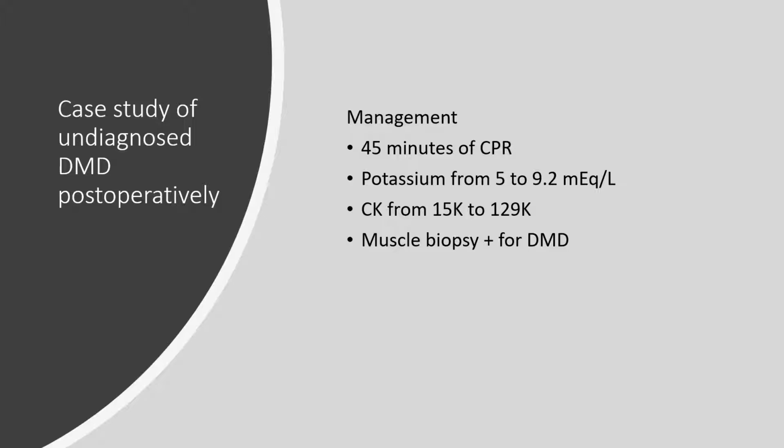And a bicarb of 7. It was significant that the potassium level was 9.2. They gave multiple doses of insulin, glucose, calcium carbonate, sodium bicarbonate. The potassium concentration was reduced to 7 after 45 minutes of CPR, and the patient regained a spontaneous rhythm. Over the next few hours, his laboratory values normalized as well.